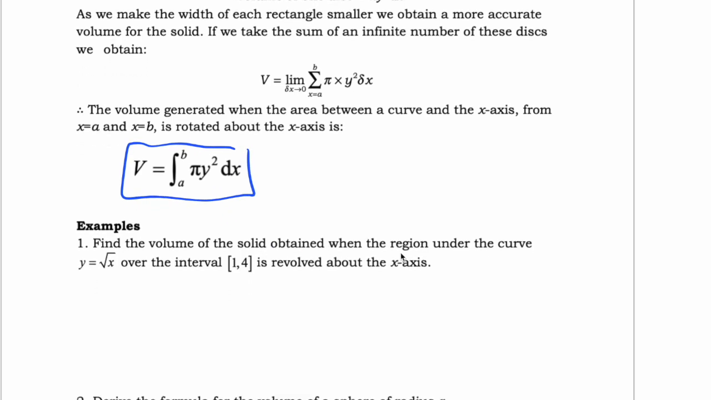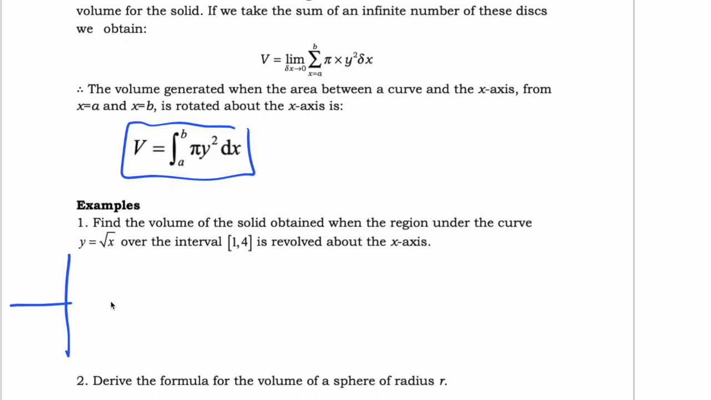To find the volume, first of all, let's consider what it looks like. The function is root x, so you've got root x from 1 to 4. If we take that area and rotate it around the x-axis, we get a shape like a bowl. Let me try to draw the 3D shape that we would get. You get a shape like this, like a bowl. So what's the volume of it?